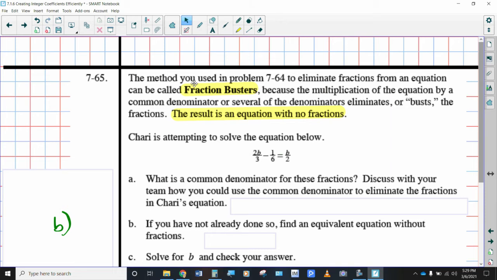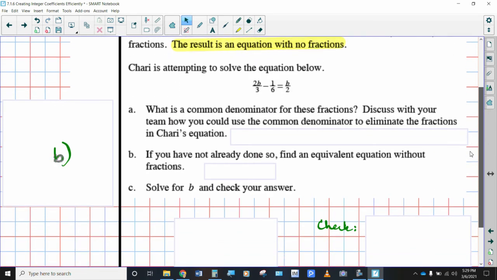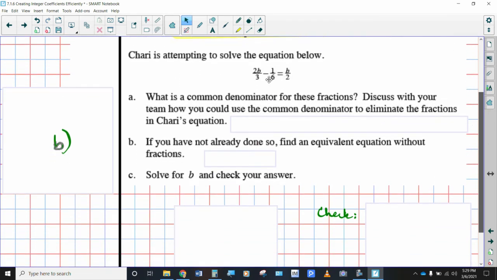All right, so this process is what we call fraction busters. Okay. The method you used in problem 64 to eliminate fractions from an equation can be called fraction busters, because the multiplication of the equation by a common denominator or several of the common denominators eliminates or busts fractions. The result is an equation that has no fractions. So Sherry's now attempting to solve this problem. Please use fraction busters to figure out our answer. But before we do, take a look at those 3 denominators. What do you think is the best number that could be used to eliminate all 3 of those denominators?